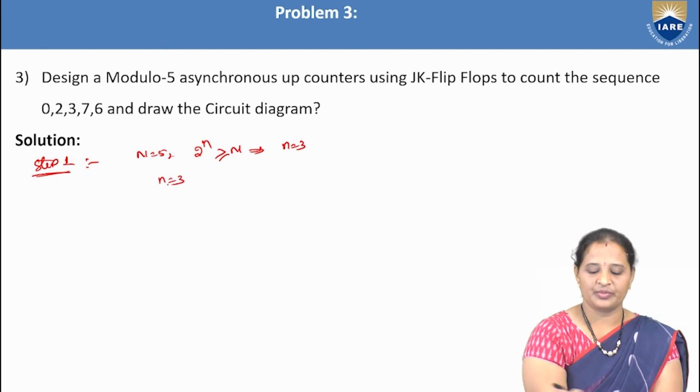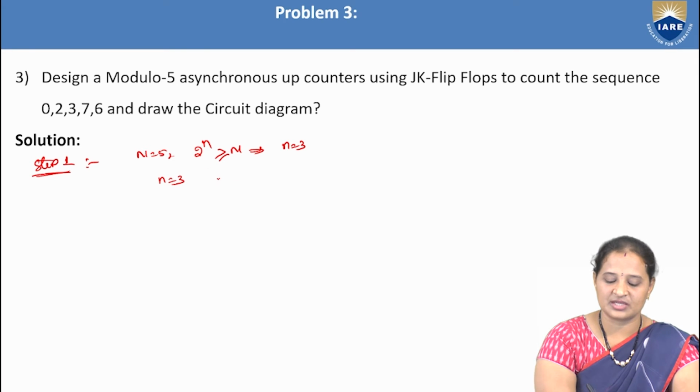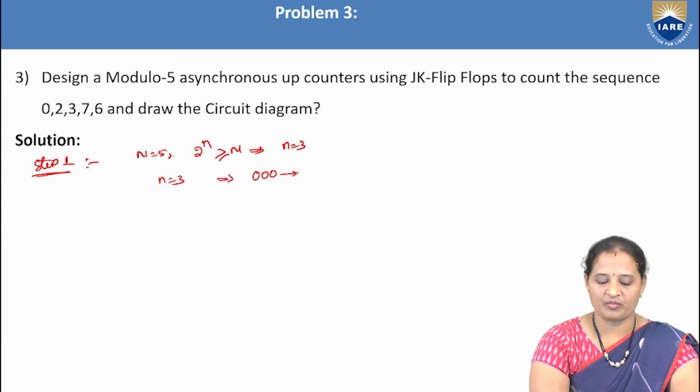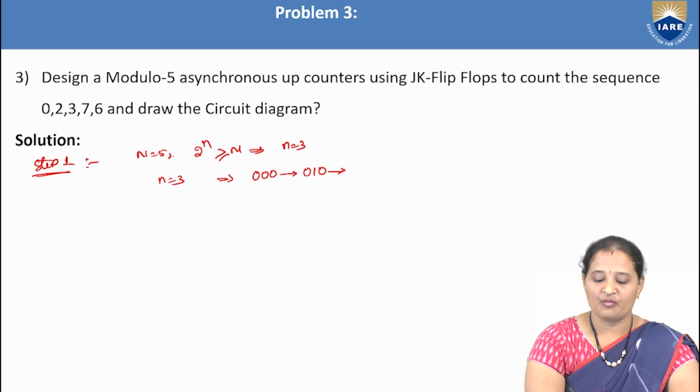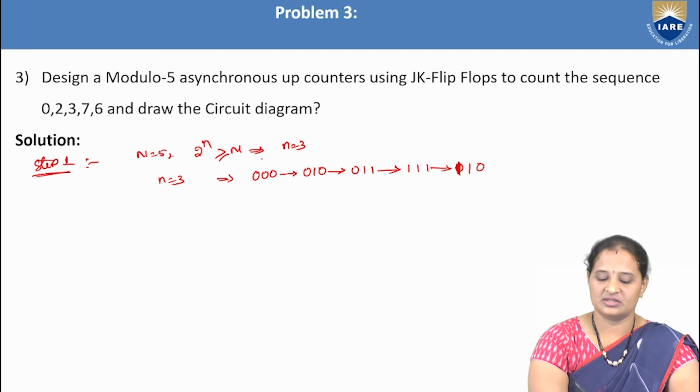n is equal to 3, right? When n is equal to 3, what are the states here? 0 0 0. During the next clock pulse, it will go to 0 1 0. When the present state is 0 1 0, it will go to 0 1 1. When the present state is 0 1 1, it will go to 1 1 1. When the present state is 1 1 1, it will go to 1 1 0. So these are the states.